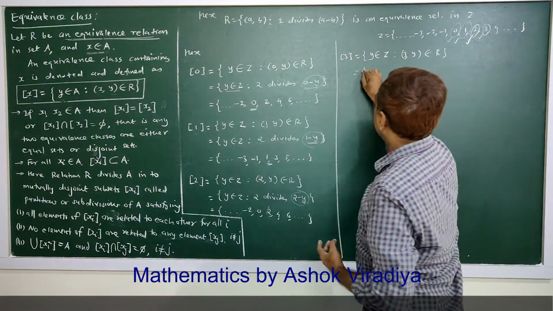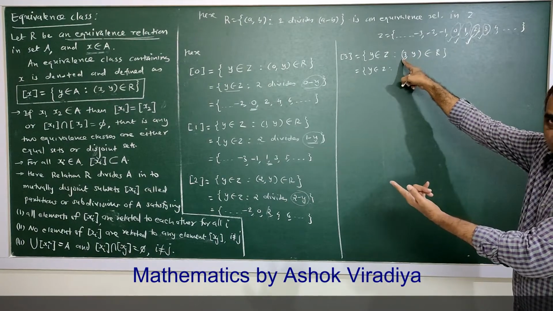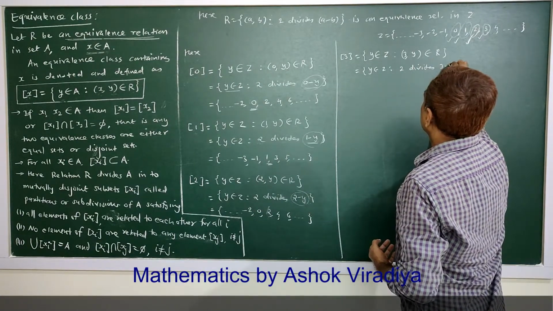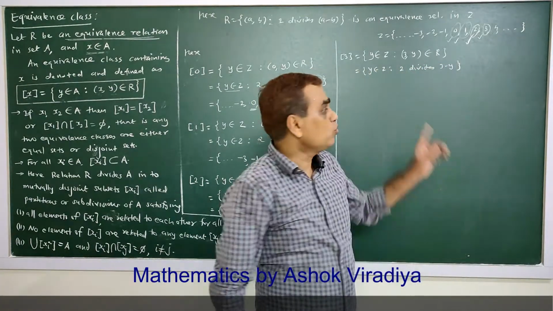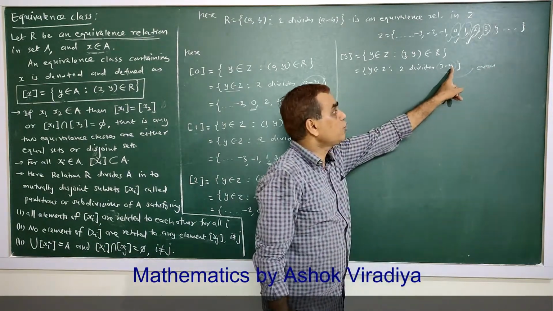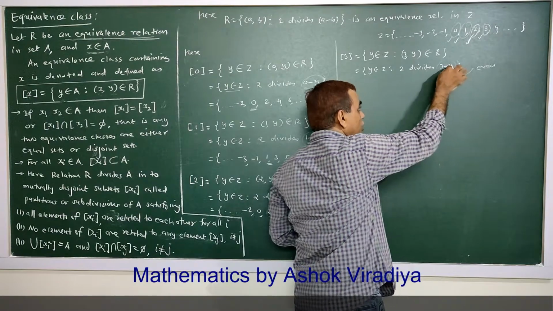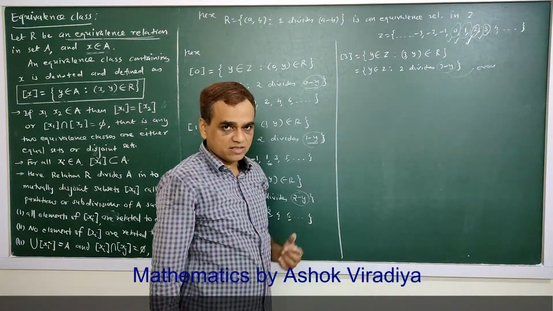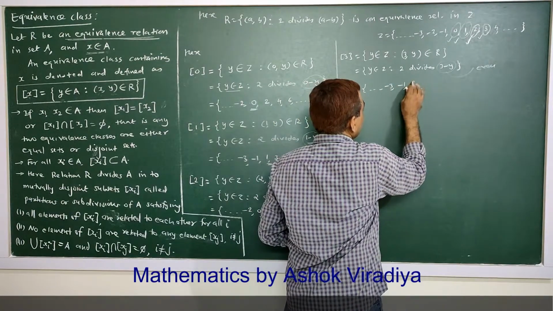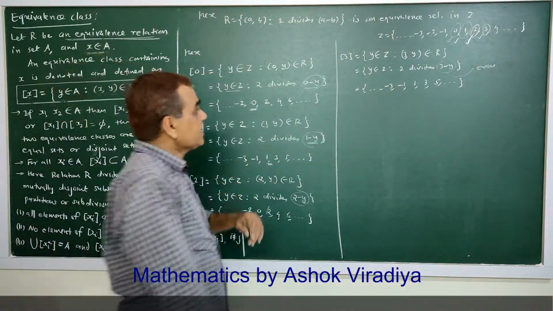That is, it is the set of all y which are related to 3. So this is true if 2 divides 3 minus y, and 2 divides only even. So to make this even, we have to select the value of y odd, because 3 is odd. So from 3 you have to subtract an odd number, then you will get that difference even. So here I am taking odd values: minus 3, minus 1, 1, 3, 5, etc. So this is the equivalence class containing 3.